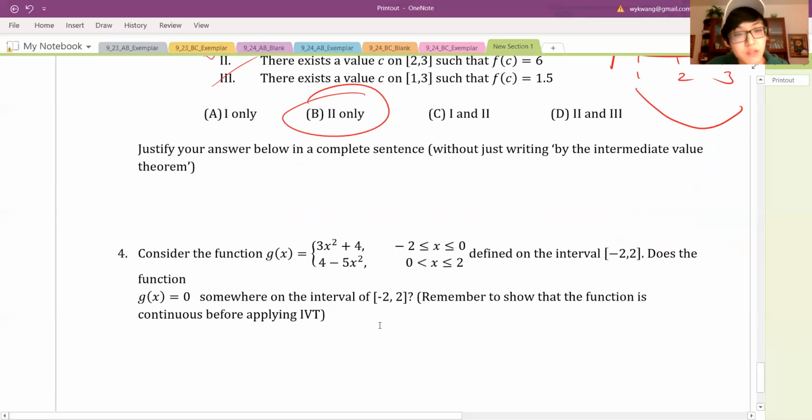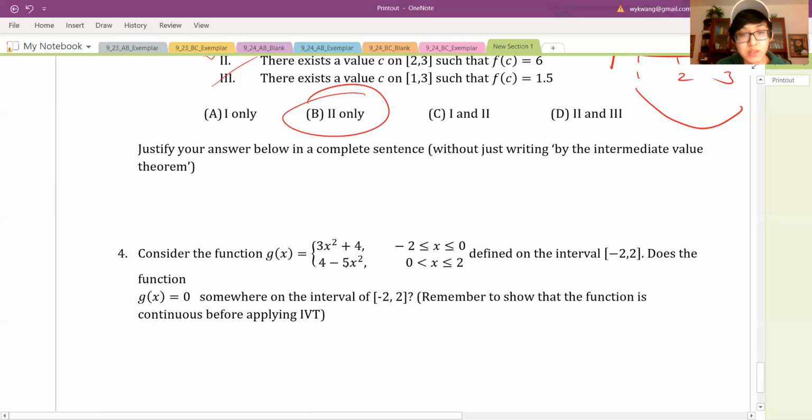Consider the function g of x is equal to 3x squared, and so on, a piecewise function defined in the interval -2 to 2. Does the function... So basically it's asking, can we guarantee that 0 exists on this piecewise function? Can we guarantee it exists from the interval of -2 to 2 on this function? Well, what's our first step?